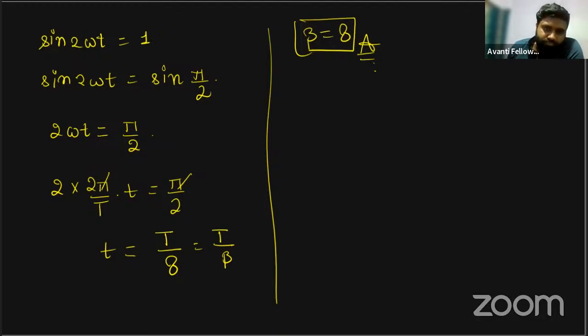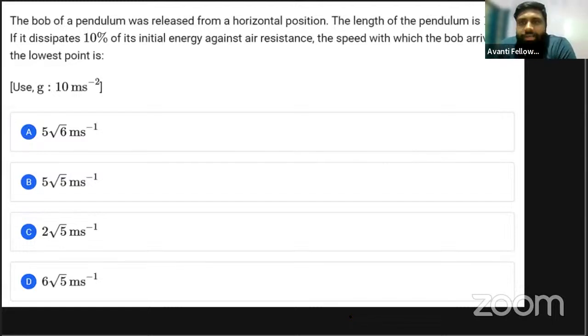Now move on to the next question. Now try to solve this question. I'm giving you 1 minute to solve this question. The bob of a pendulum was released from a horizontal position. The length of the pendulum is 10 meter. If it dissipates 10% of its initial energy against air resistance, find the speed with which the bob arrives at the lowest point. Very conceptual and easy question, I will say. Try to solve it and tell me the answer: A, B, C, or D.